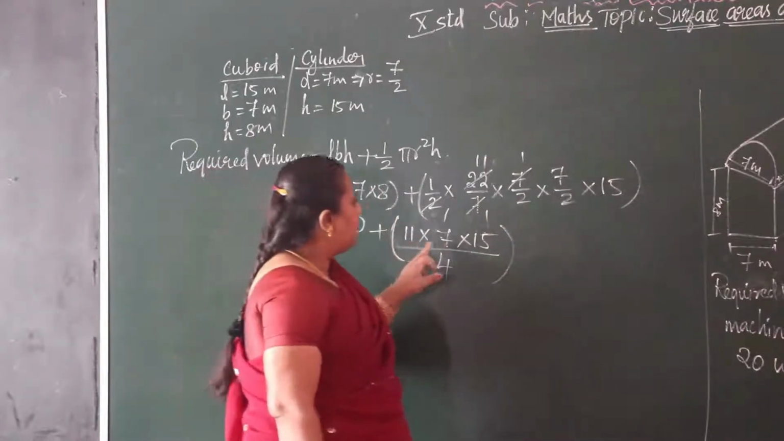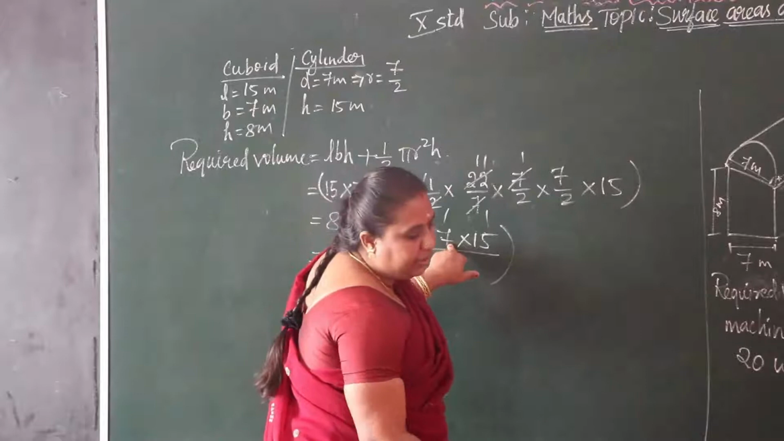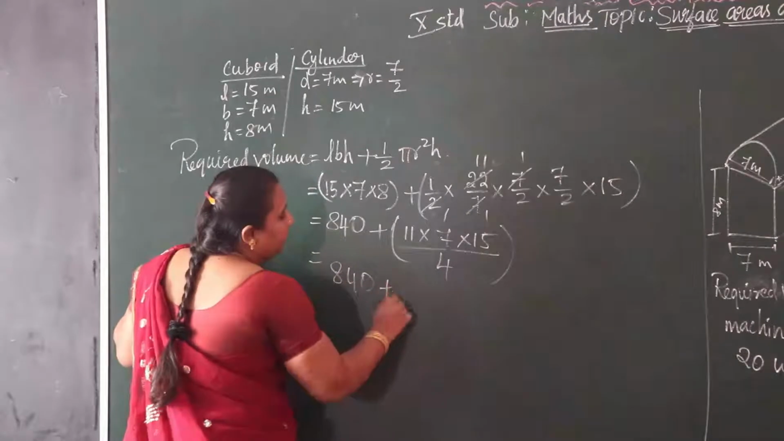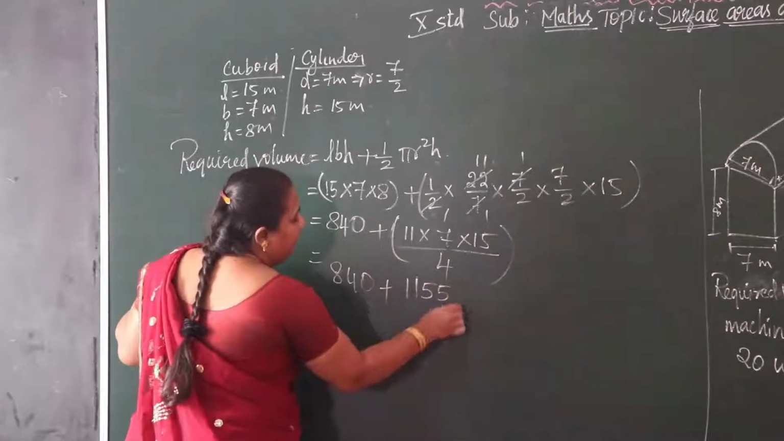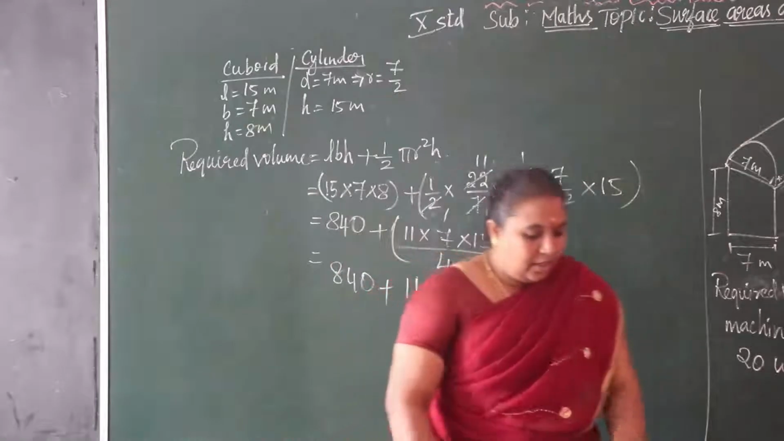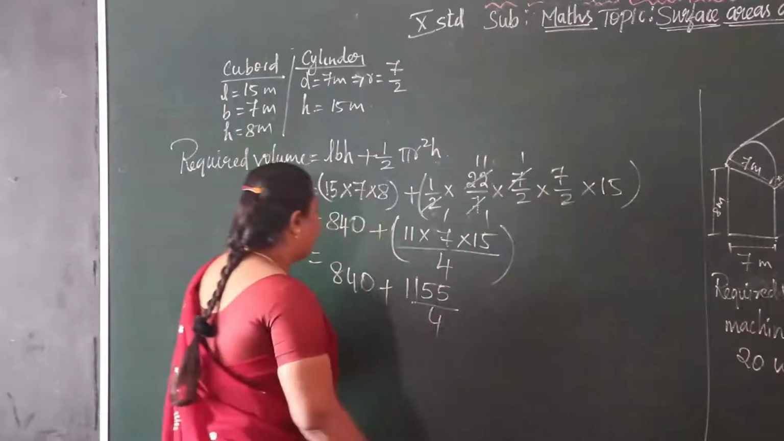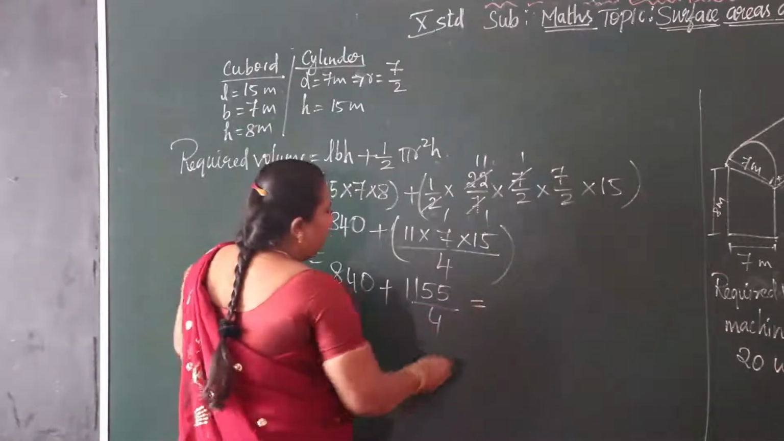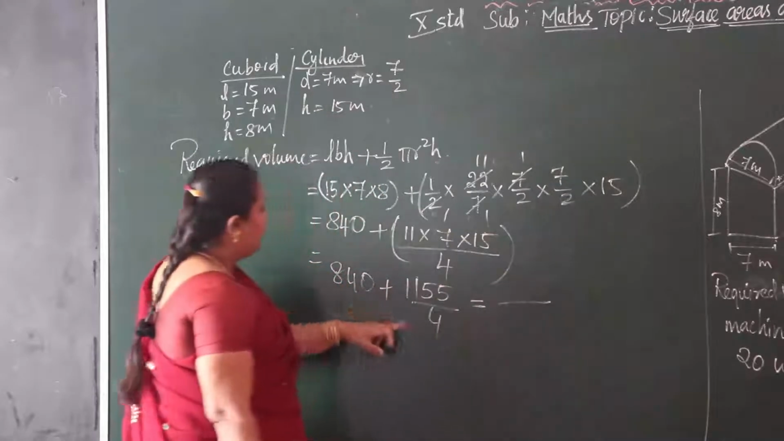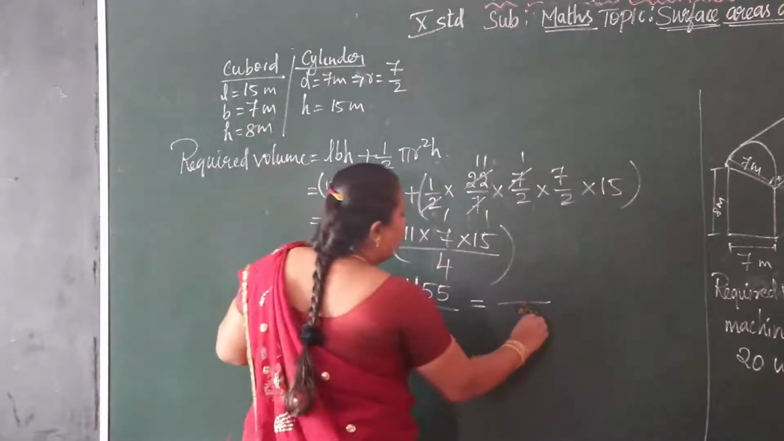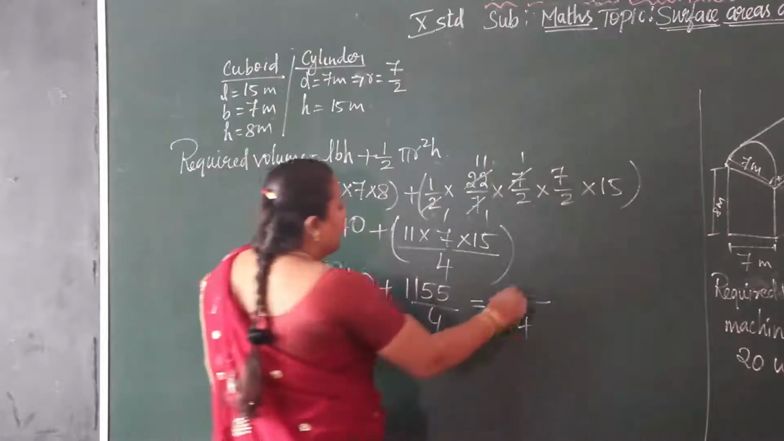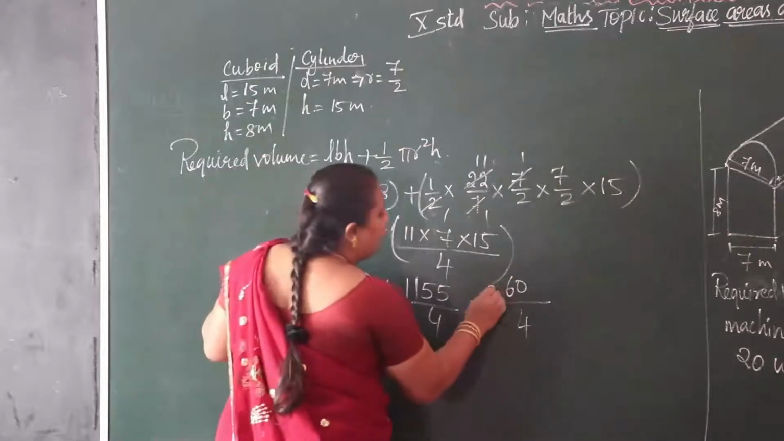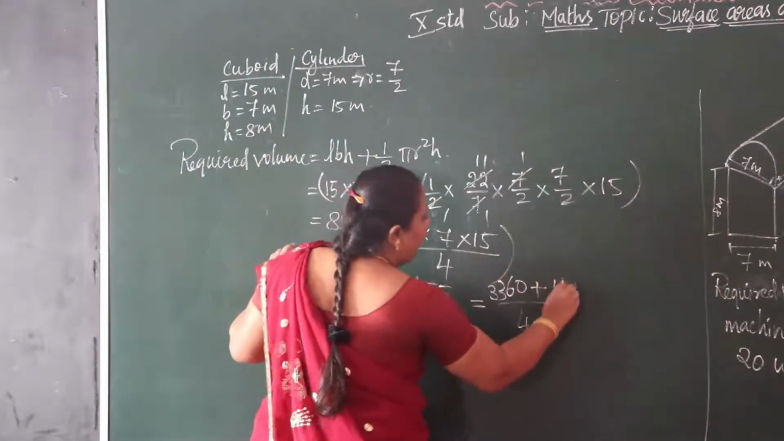Now 11 sevens are 77. 77 into 15, we are getting 1155. So 840 plus 1155 by 4. So here we have to take the LCM, which is 4. So 840 into 4. 0, 16, balance 1. 8 4s are 32, 33. So 3360 plus 1155.